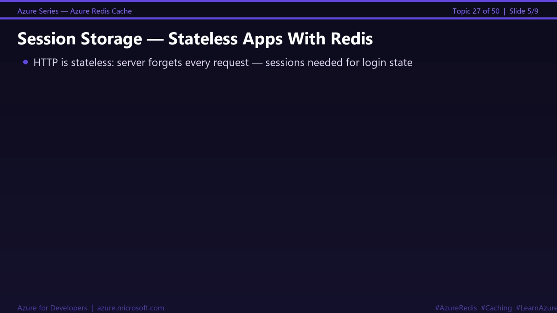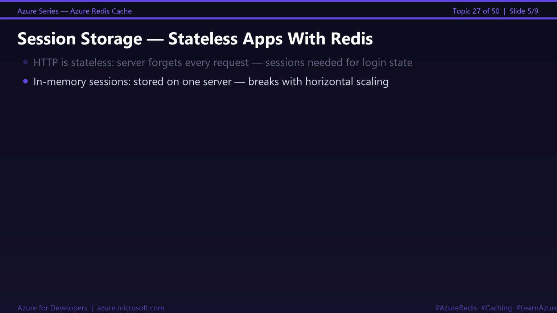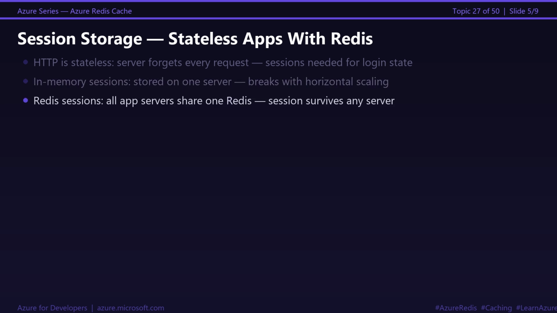Here is a scaling problem that Redis solves completely. Your app has a login session stored in memory on server 1. User makes the next request, load balancer sends it to server 2. Server 2 has no memory of the session. User is logged out. This is the classic horizontal scaling problem with in-memory sessions.